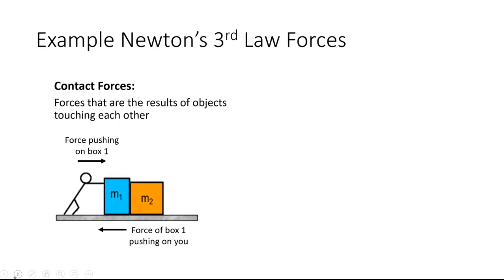So for example, in the diagram, I have a person pushing on block 1. Block 1 will push back on the person, right, with an equal and opposite force. Both of those two forces would be contact forces. Here we can also see that blocks 1 and 2 are pushing, so block 1 would exert a force on block 2, and block 2 would exert a force back on block 1.